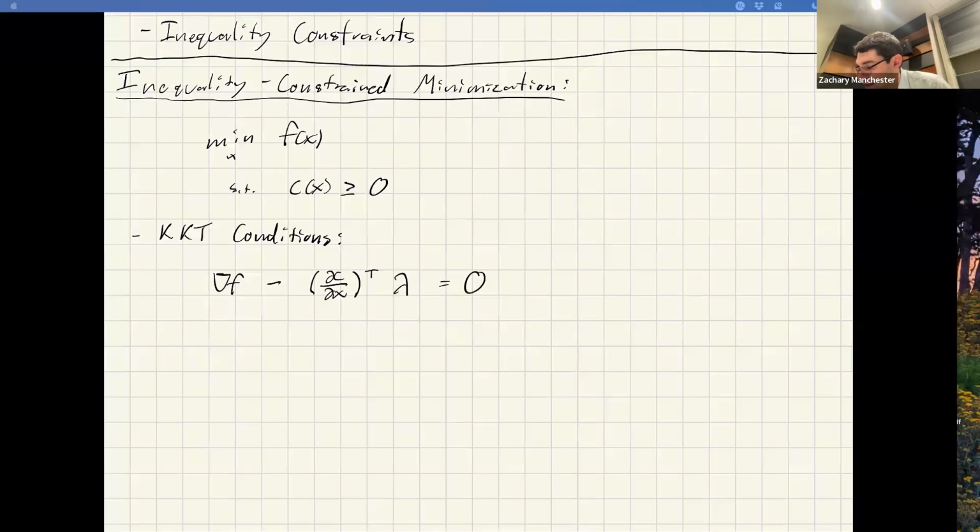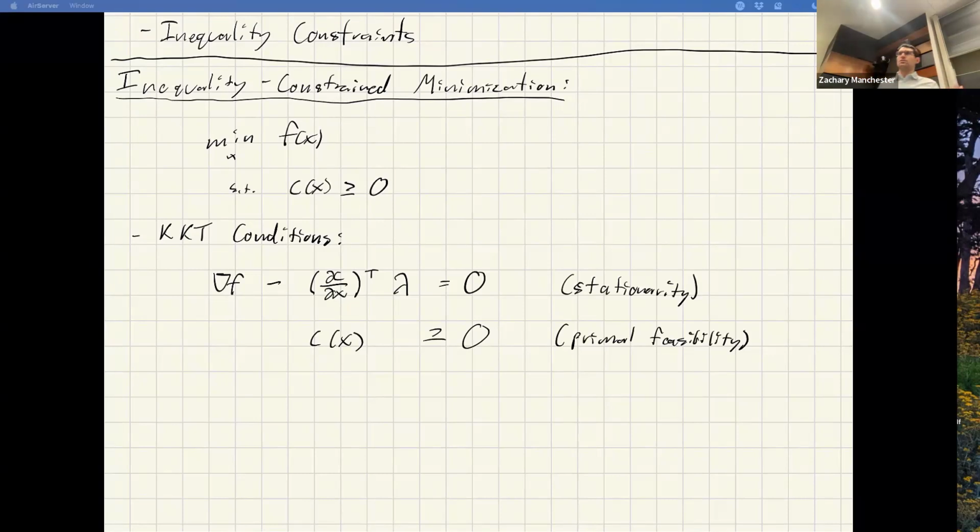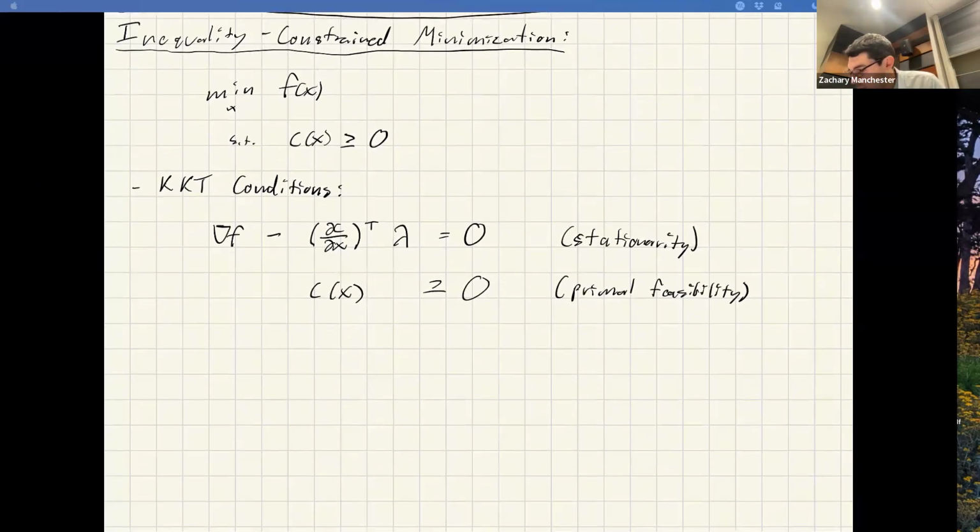So here's this one, called stationarity. And then we've got the constraint being satisfied. This one is called primal feasibility, meaning the primal variable, the x, is feasible with respect to the constraints, obeys the constraints, right? Then we've got a constraint on the multiplier being positive. This is called dual feasibility. Basically just saying the dual variable, or Lagrange multiplier, has to obey the constraints. And in this case, they have to be positive, right?